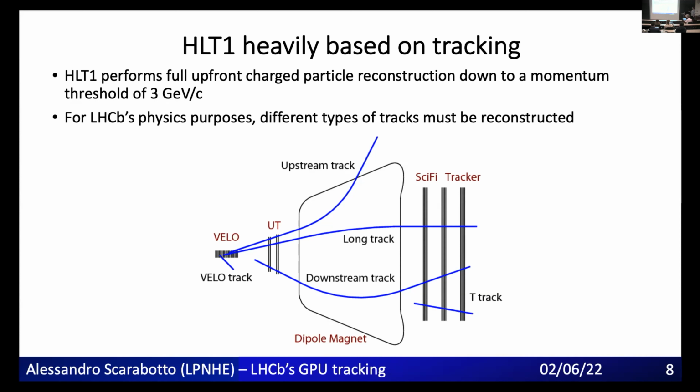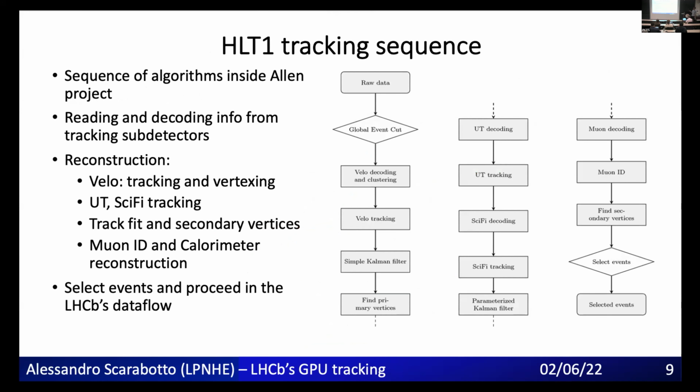And then we have a sci-fi tracker after the magnet, which is scintillating fibers, and this is to reconstruct what we call long tracks, which have hits on velo, UT, and sci-fi. And we have also other different types of tracks. For example, downstream tracks that have hits on UT and sci-fi, and T tracks, which have hits only on the sci-fi. About this in HLT1, there's going to be a brief talk later this morning.